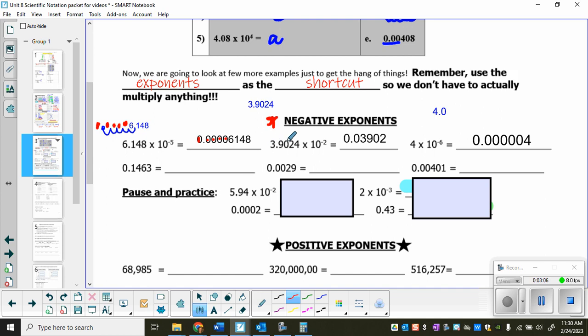Now, if we did 3.9024 times 10 to the negative 2, again, that's times 1/100th. So we can just move this decimal back once, twice, and we'll fill in with 1 zero. And when we put the 0 point, you can see again, there's the 2 zeros in front of the 39024. And let me make sure I got a 4 there.